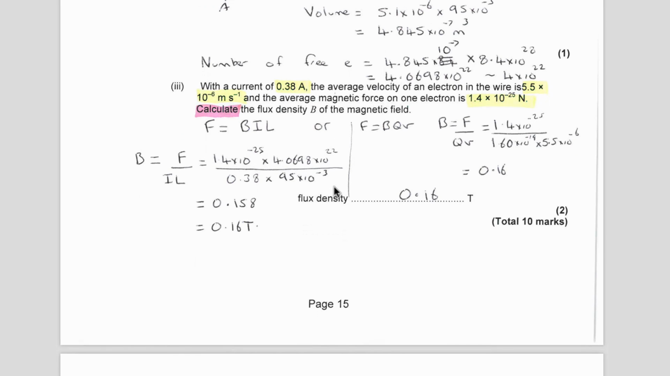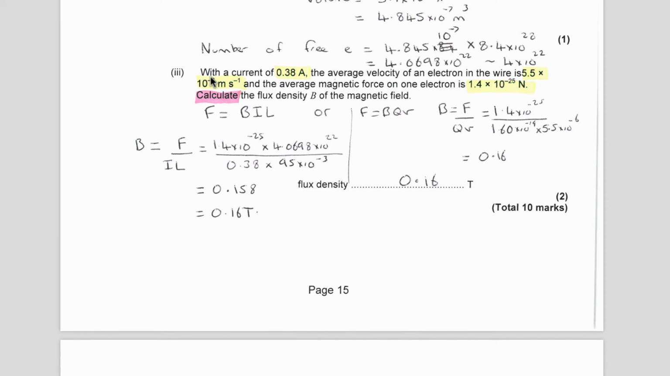The final part of this question is we're now asked to calculate the flux density of the magnetic field. We're told that the current of 0.38 amps means that there is an average velocity of an electron of 5.5 times 10 to the minus 6 meters per second. And the average magnetic force on one electron is 1.4 times 10 to the minus 25 newtons. Now there are two ways to do this. There's kind of an easy way and there's a more difficult way, but they both end up with the same answer. The easy way is simply to use this equation here.